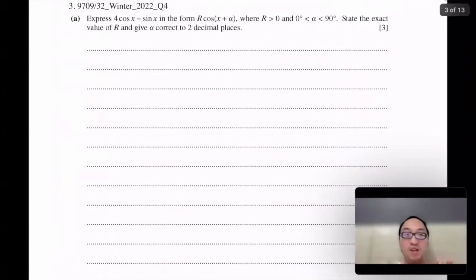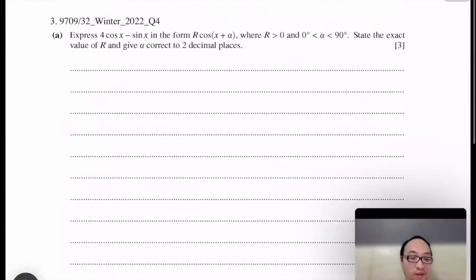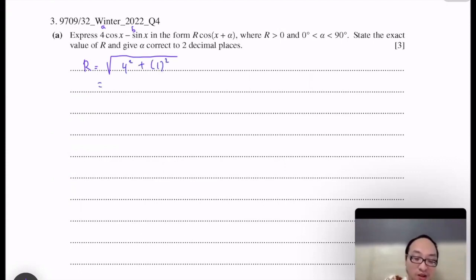Number 3. Express 4 cos x minus sin x in the form r cos(x plus alpha). Give the exact value of r and give alpha correct to 2 decimal places. So using the formula, r equals the square root of a squared plus b squared, so 4 squared plus 1 squared equals root of 17.